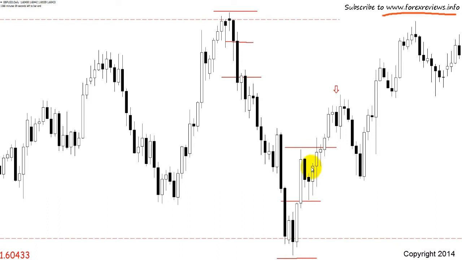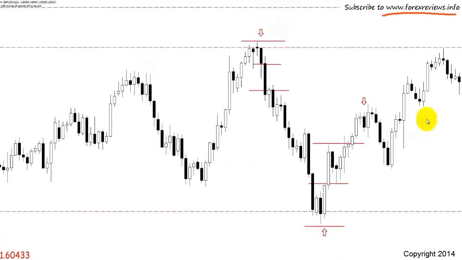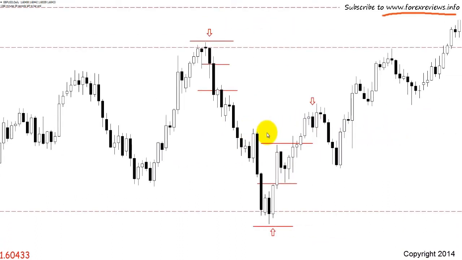The second trade I wanted to go over is on the GBP US daily. The third pair I wanted to go over.